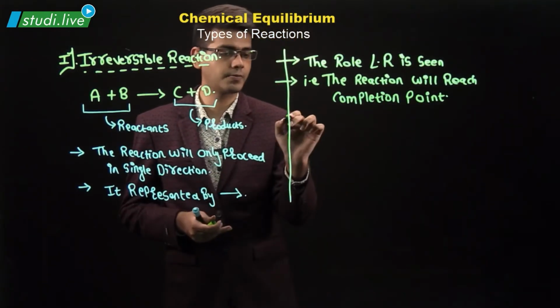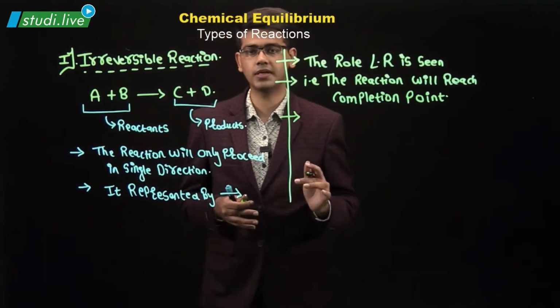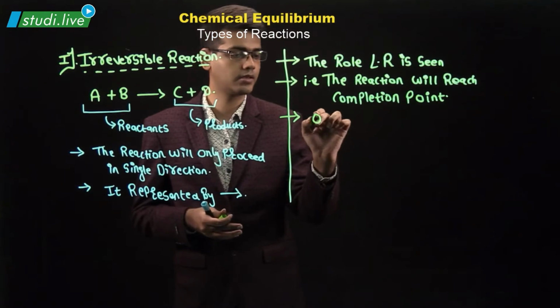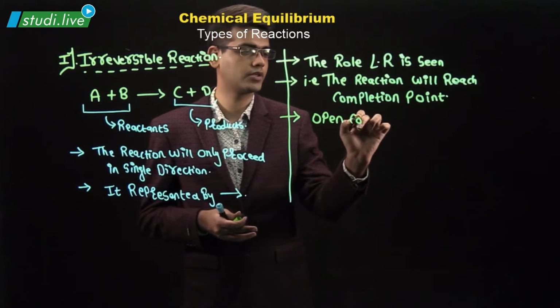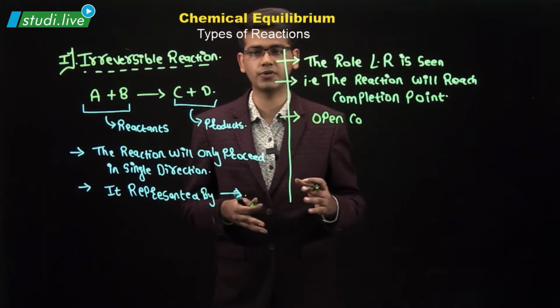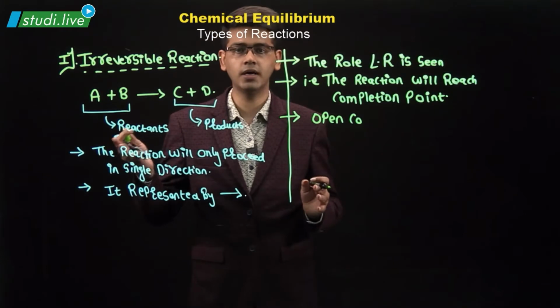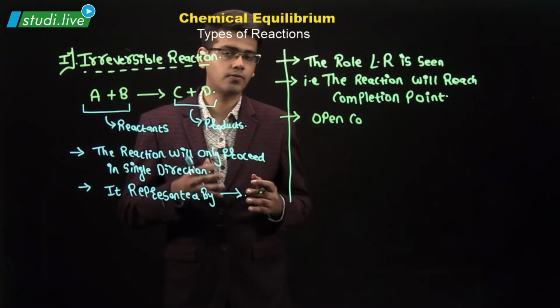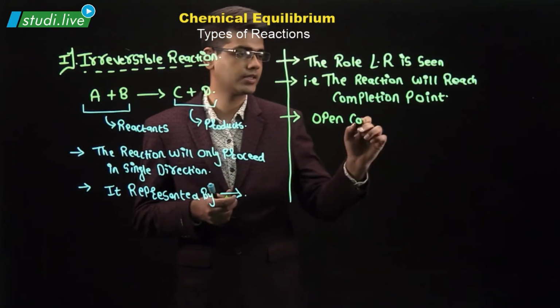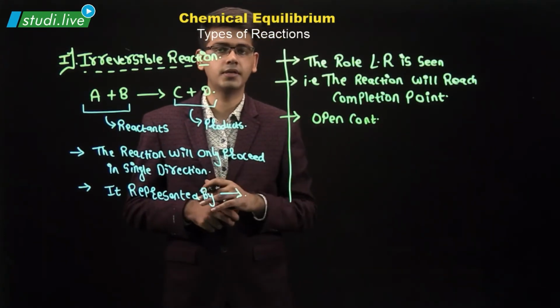One more point with respect to irreversible reactions is that maximum type of irreversible reactions will always take place in open container, because it is necessary to remove the product. If the product is not removed, then there is a possibility that the product itself will react once again and proceed to the reactant side, which we do not want in case of irreversible reaction. Hence, they have to be carried out in open containers.